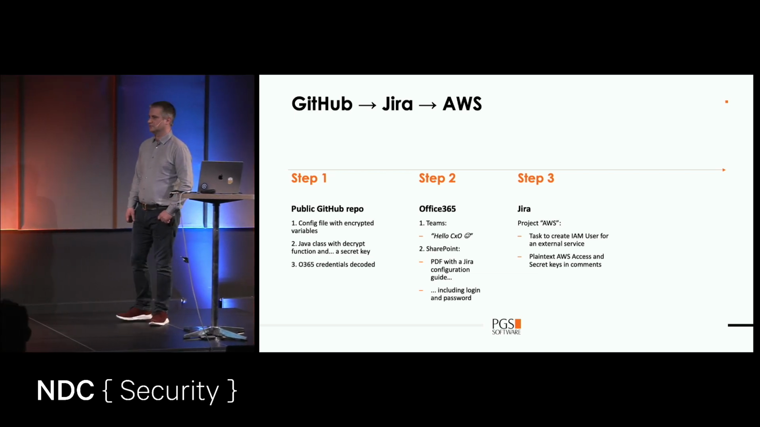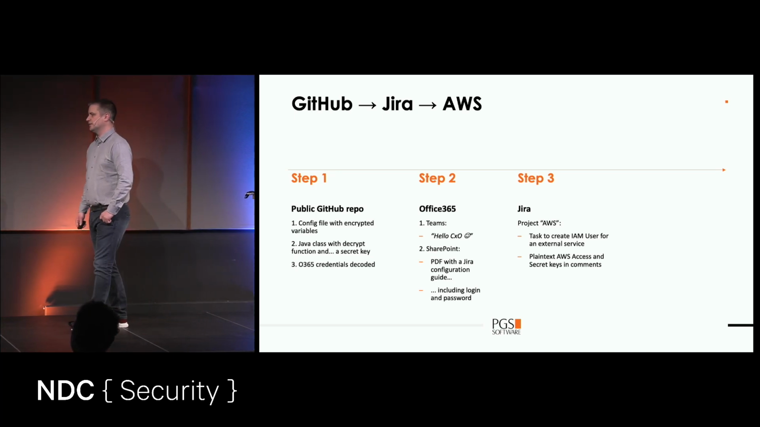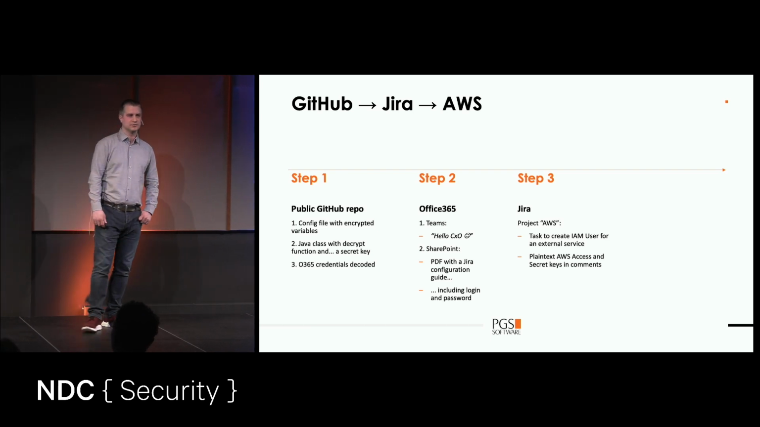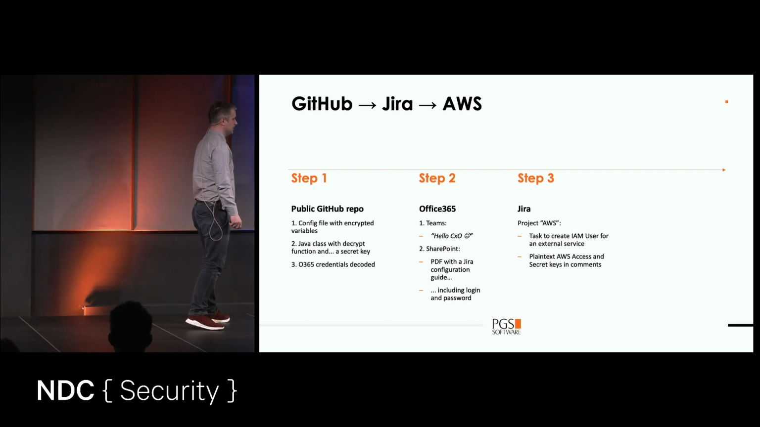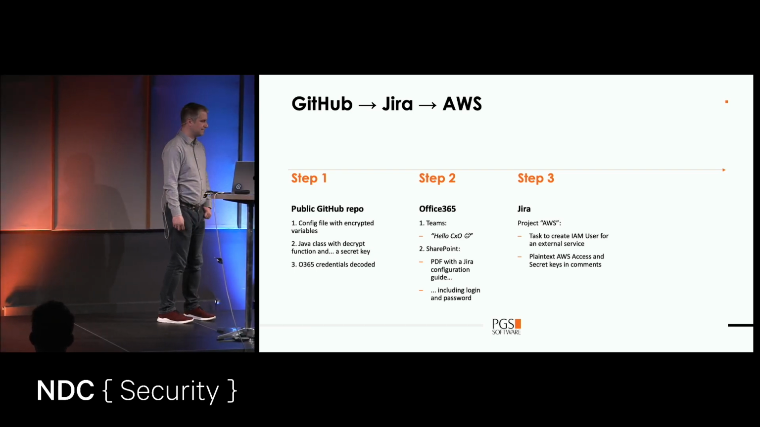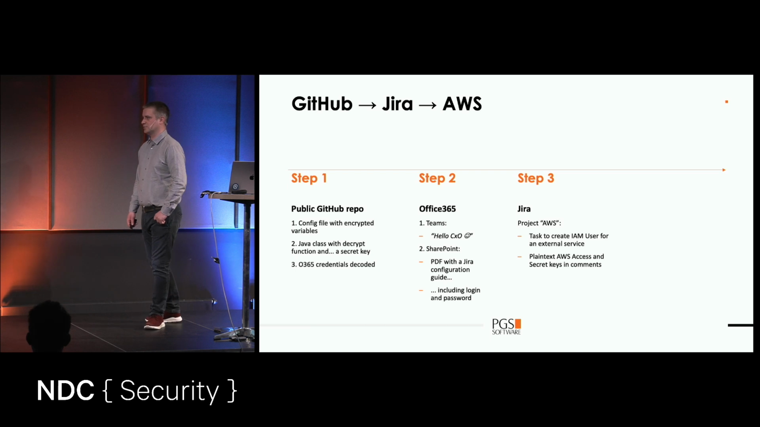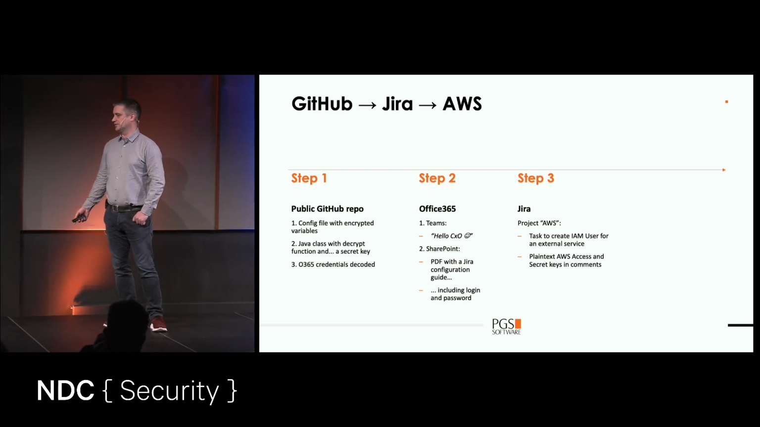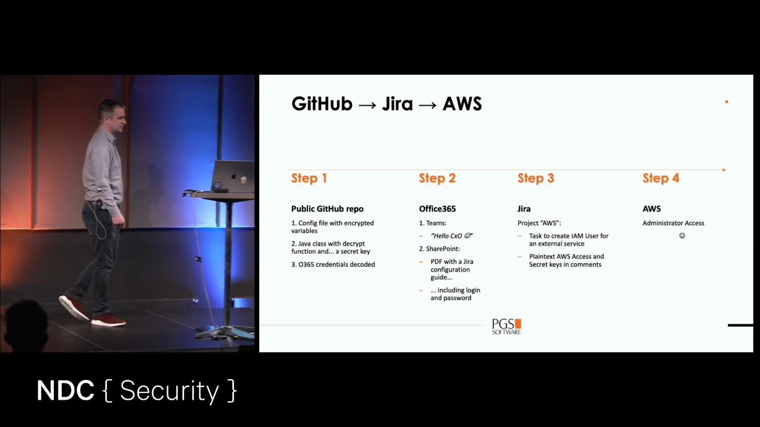So I looked for interesting projects, found a few with AWS in the name, and one of these projects had a task to create an IAM user for an external service. It was a vulnerability scanner or something like that. And this task had a comment, and in this comment, there was an access and secret key in plain text. Someone finished that task by posting these credentials in a comment. So, yeah, thank you. I just grabbed these credentials and I'm admin on your cloud.